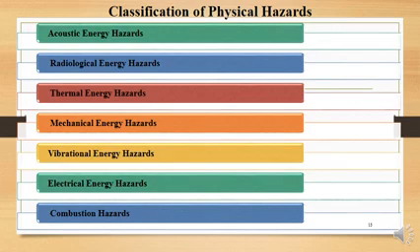Classification of physical hazards: we have the acoustic energy hazard, radiological energy hazard, thermal energy hazard, mechanical energy hazard, vibrational energy hazard, electrical energy hazard, and combustion hazards.